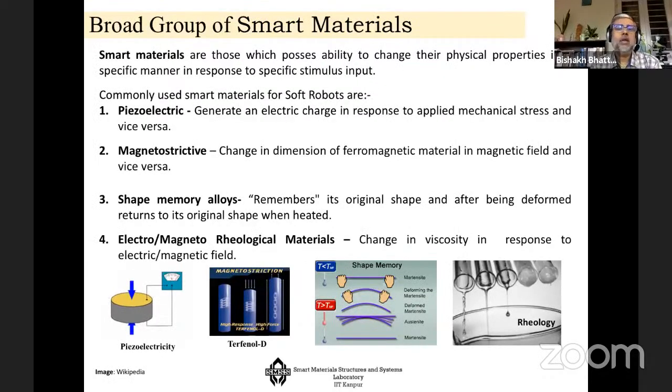Now, I will discuss a group of smart materials depending on which energy they are transforming, like piezoelectric, which can transform electrical energy to mechanical energy and vice versa. Magnetostrictives, which can transform magnetic energy to mechanical energy. Shape memory alloys between thermal and mechanical energy, and electromagnetorheological materials like electroactive fluids or magnetorheological fluids.